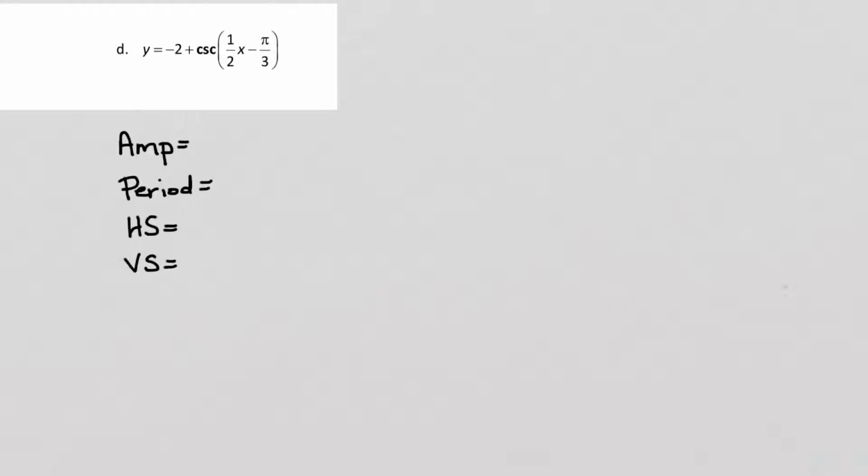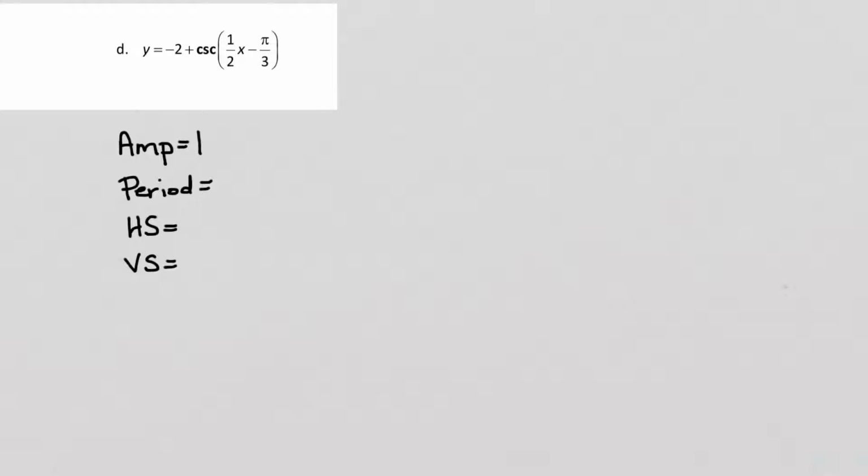Okay, let's take a look at the next function. Here we have y equals -2 plus cosecant of the quantity 1/2 x minus pi over 3. So we'll start with the amplitude again, and the amplitude is 1 because the coefficient of cosecant is just a 1. There's always an amplitude and there's always a period, regardless of whether it seems like there's nothing there in particular. So you always have to establish what those are.